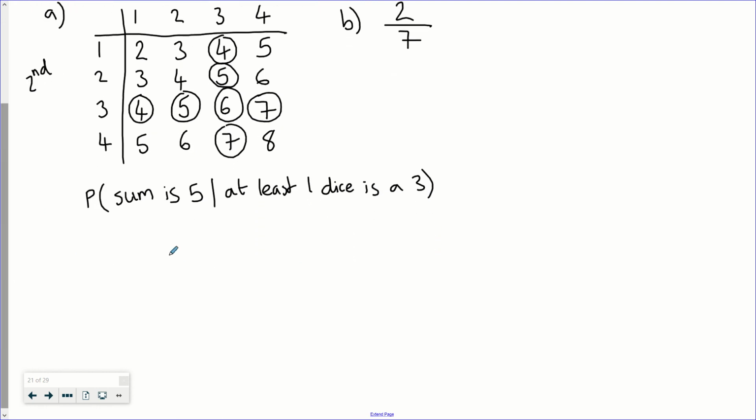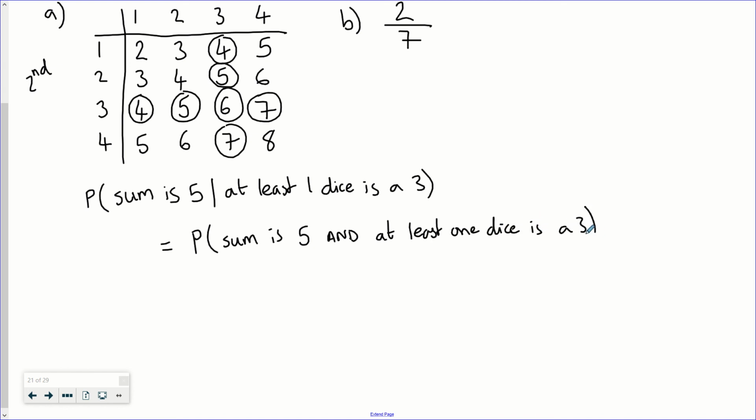So our formula for conditional probability is that's going to be the probability of this event happening and this event happening. So the sum is 5, and at least one dice is on a 3. Divided by the probability of the event that's conditional is happening. So divided by the probability that at least one dice is a 3.